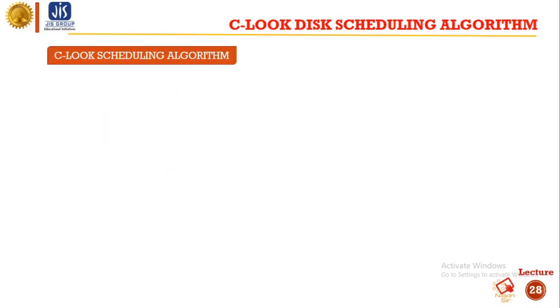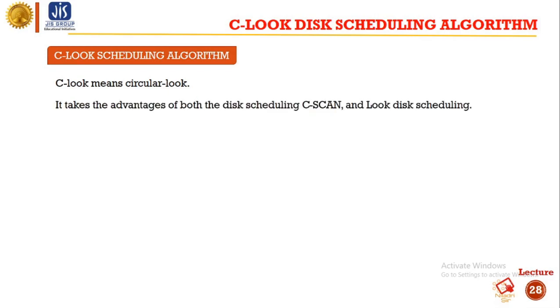Next we will discuss the C-LOOK disk scheduling algorithm. C-LOOK means circular LOOK. The circular LOOK algorithm is an improved version of the LOOK algorithm. It takes the advantages of both the C-SCAN and LOOK disk scheduling.